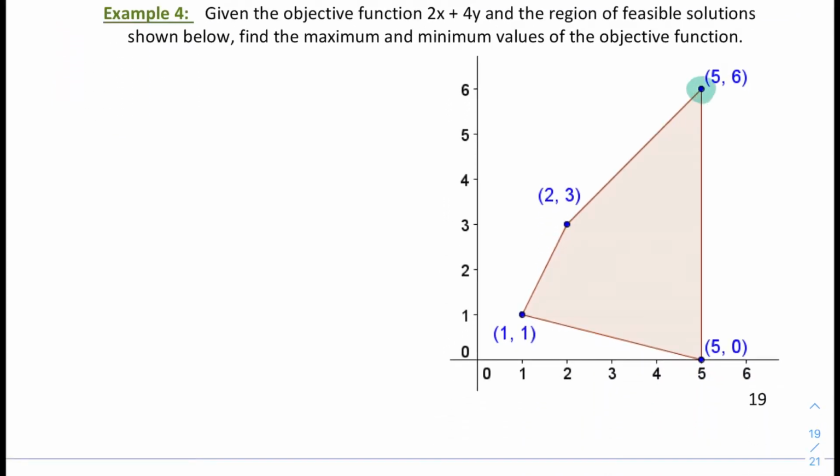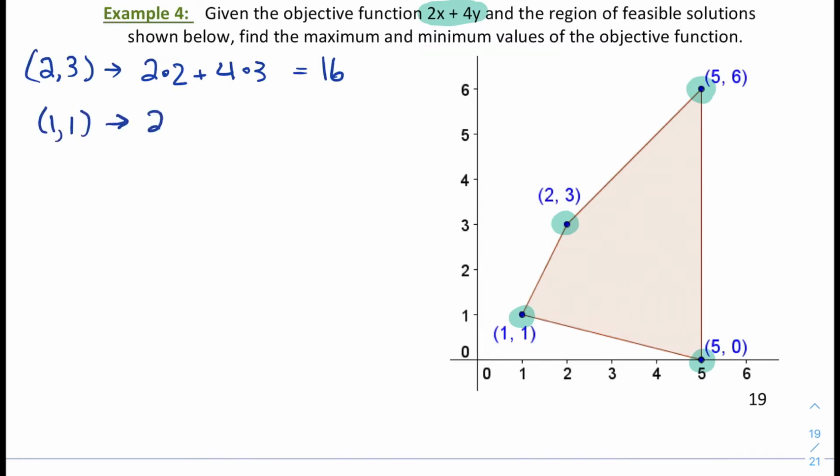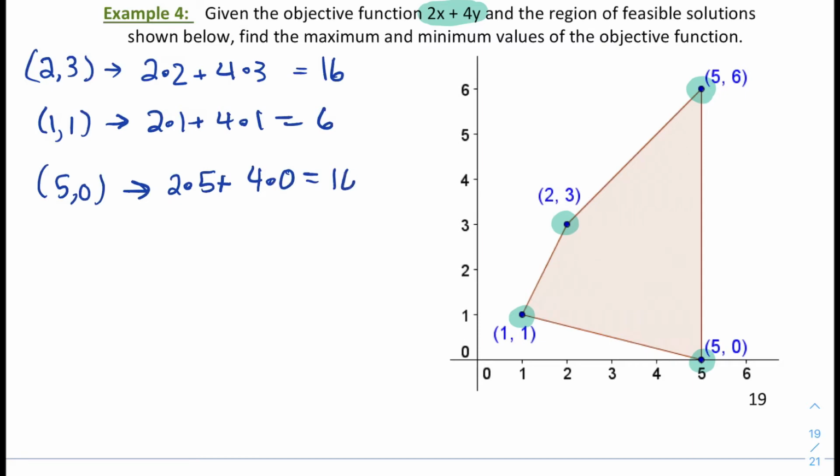To figure out which corner point is our solution, this one, half the work's already done for you. They've just given you the graph of your feasible region and your objective function. To figure out which of those values actually maximize or minimize your function, you need to plug the xy pairs into your objective function and see what the largest and smallest output you get is. So if I take each of my corner points in my feasible region and plug them into my objective function, I'm going to find out that my objective function is going to have its largest value when x is 5 and y is 6, and it's going to have its minimum value when x and y are both 1.